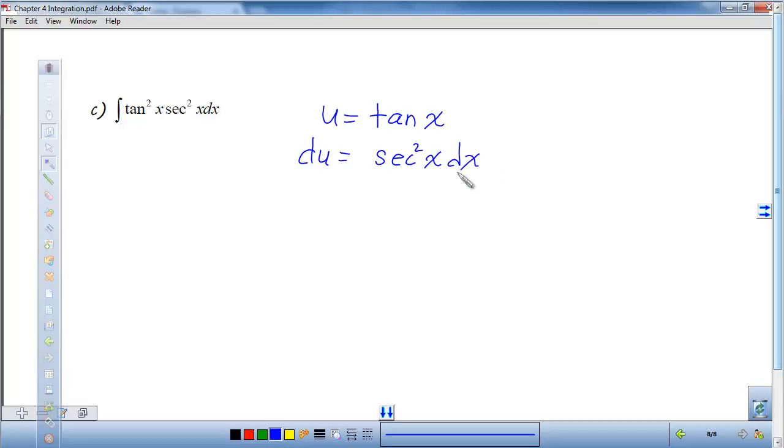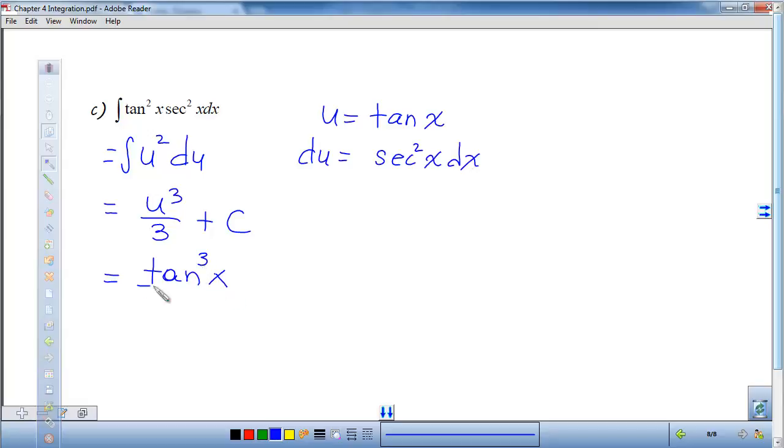Just knowing and going back and looking at our trig derivatives, that means I can rewrite this as the integral of u squared du. And in that case, we get u cubed over 3 plus c, or tangent cubed x over 3 plus c. Okay, let's do a check on this one. We can check these to see if we've done it correctly.